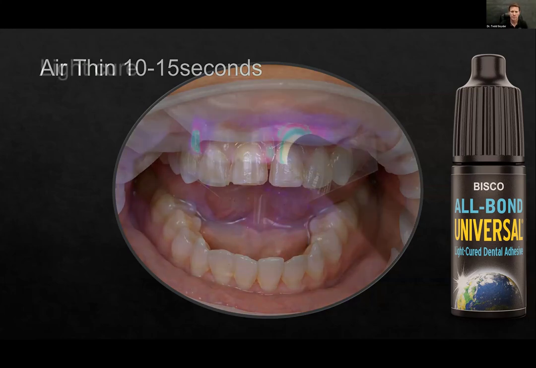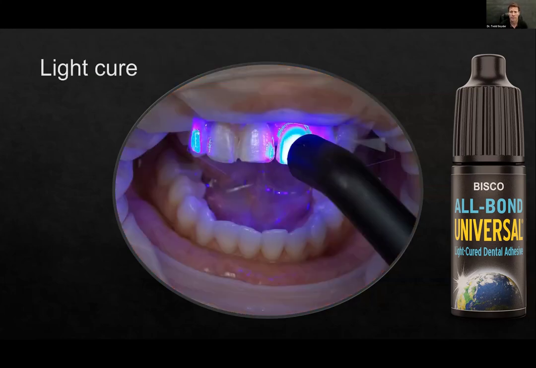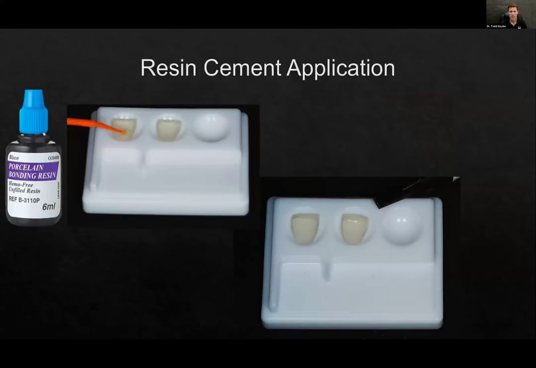Now from here, we're gonna go ahead and light cure. We're gonna cure this in place. And so this is grabbed onto the tooth. The tooth is now sealed well. And the next step we're gonna do after curing this is we're gonna go back to our veneers. So our veneers, this is where I said that special bottle, this bottle of HEMA-free unfilled resin.